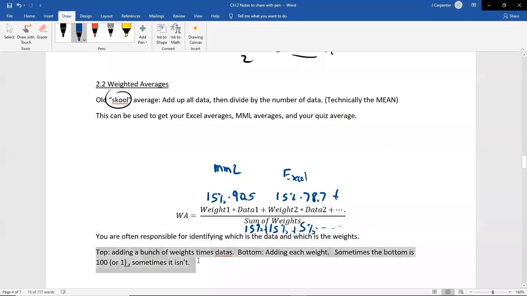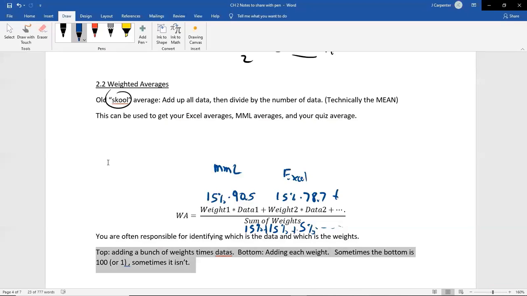And then this triplicate of sentences is just explaining everything I just said out loud. The top is adding a bunch of weight times datas. The bottom is just adding the weights. Sometimes the bottom is 100, sometimes it isn't, and that's when we're talking about grades. If the class is completed, if you've accounted for all categories, then the bottom, you'd be adding up all 100% of your different grades. Or 1 if you're doing it as decimals instead of percentages. That's what I mean by that.